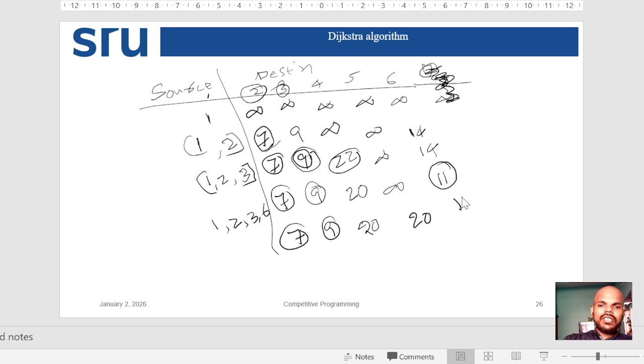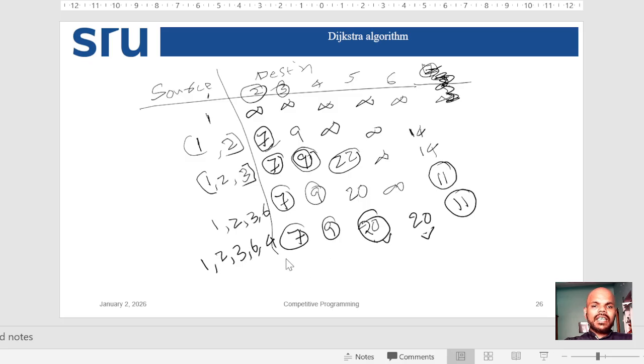So 11 is already relaxed. Now you can relax one of the vertices, either 4 or 5, because it is 20 and 20. You can take either one, left or right, it doesn't make any problem. So you take the 20 as the minimum. Then you write 1 comma 2 comma 3 comma 6 comma. What is the 20 associated with? 4. Right. So now the 20 associated is 4.